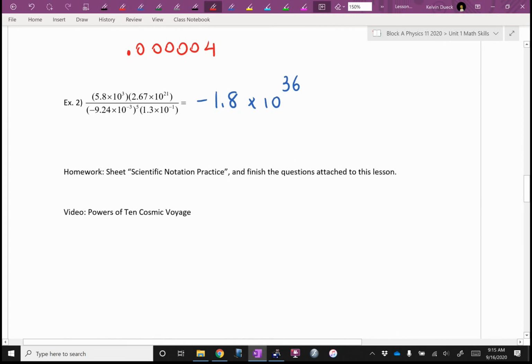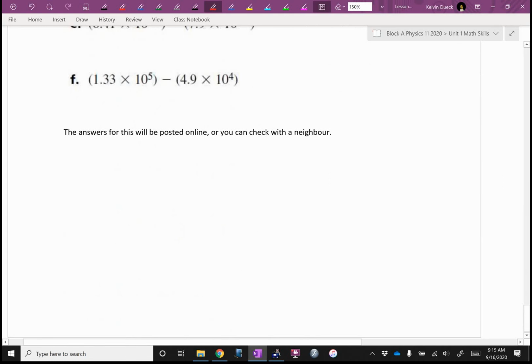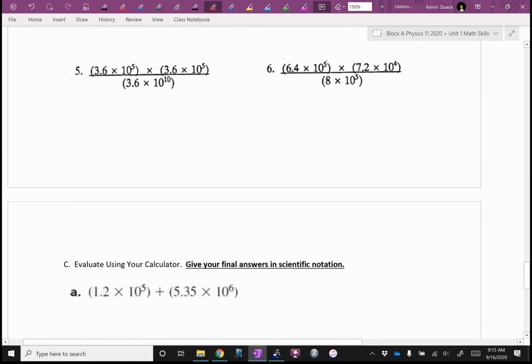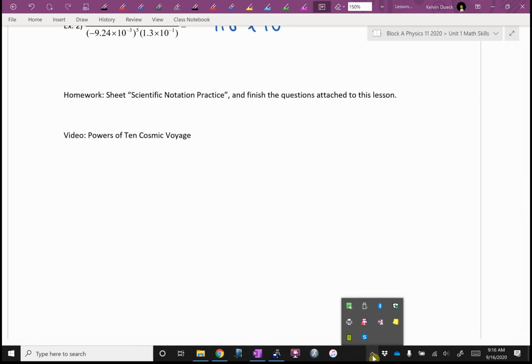What's your homework? There are questions attached to this lesson. I think I also included the answers, which will be posted online, or you can check with a neighbor. I also have a formula sheet, and then I have a short little video to show you as well. So hang on.